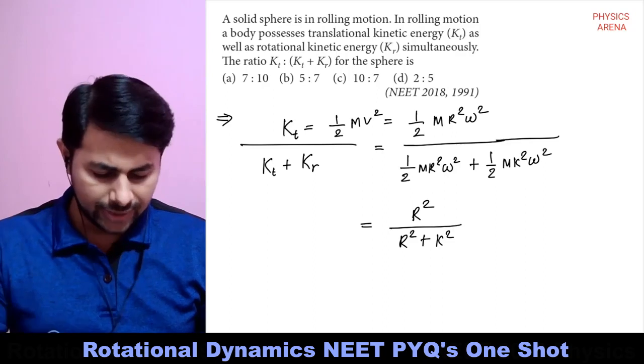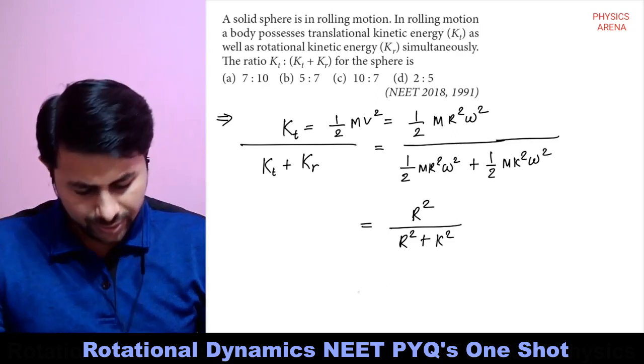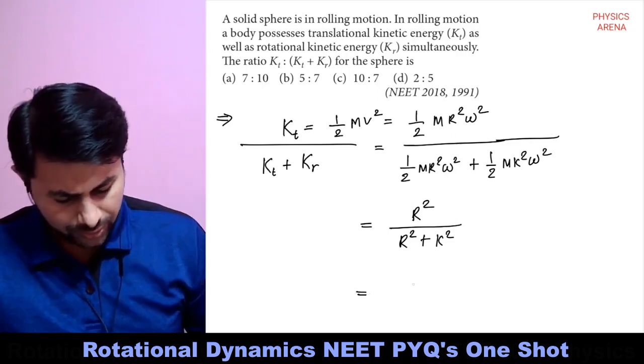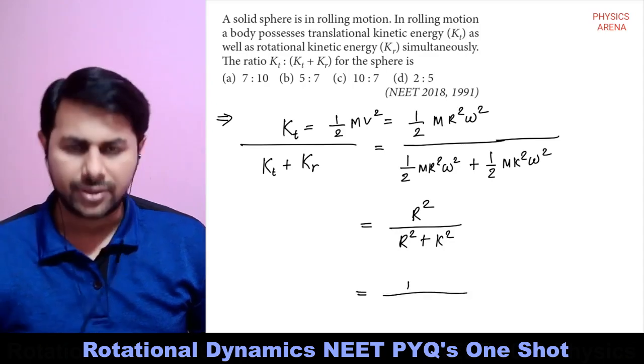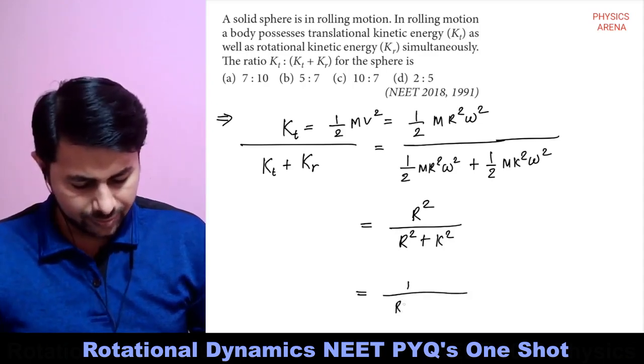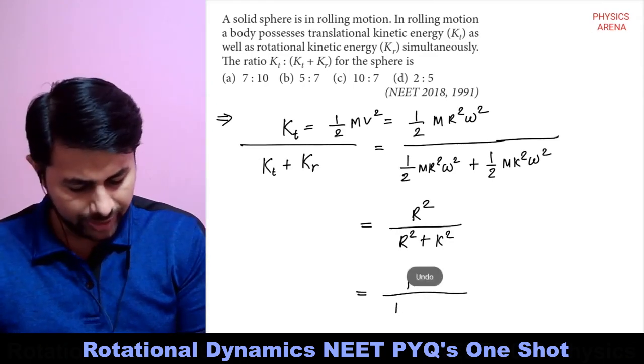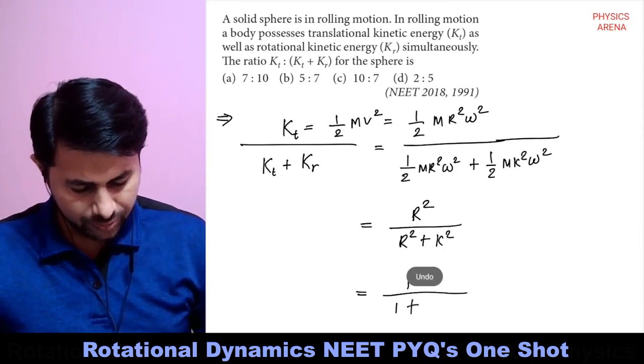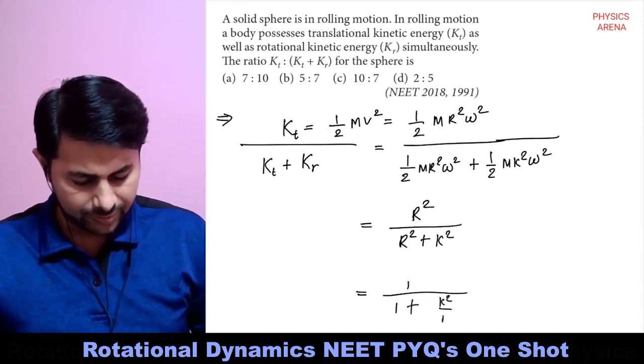So we can take r square common and cancel it out. So what do we get? What will be left here? 1 plus k square by r square.